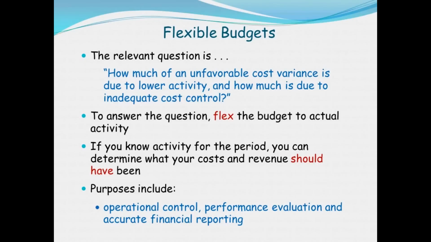So, the question that you want to follow with that is how much of an unfavorable variance is due to the lower activity, the lower sales, and how much was due to inadequate cost control somewhere else. You have to break it down. So to answer that, you do something called flexing the budget to the actual activity. As you'll see, what that really means is you hold everything else at standard, but you change your activity level from your budgeted activity to your actual activity and see what you would expect to have happen. That'll tell you what your revenues and costs should have been.